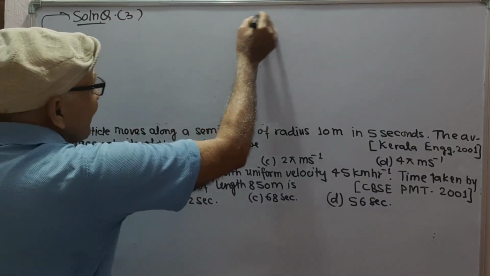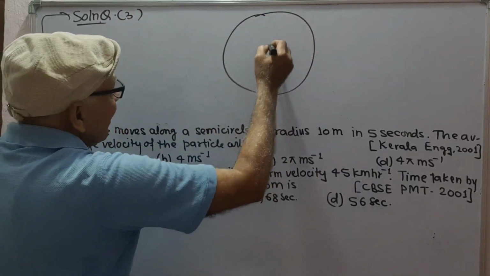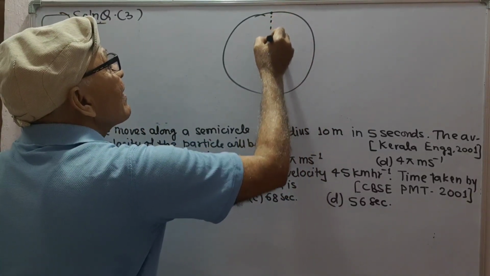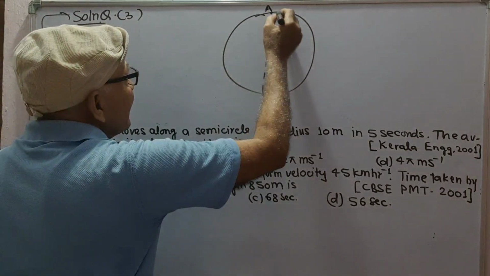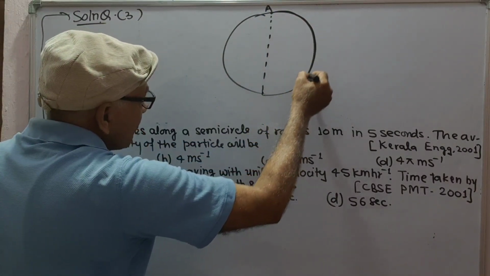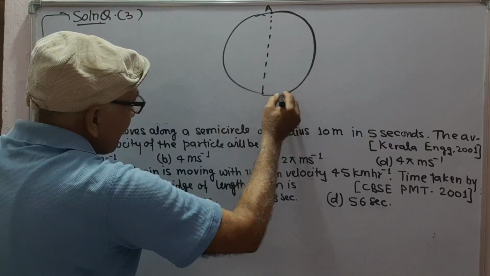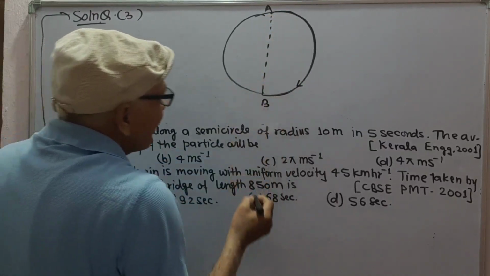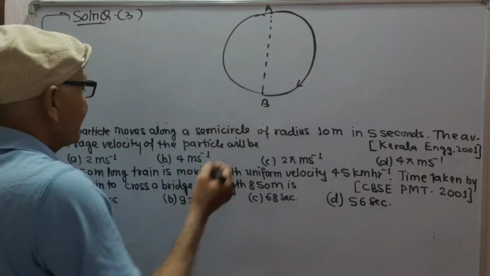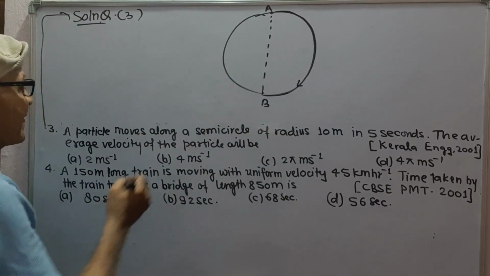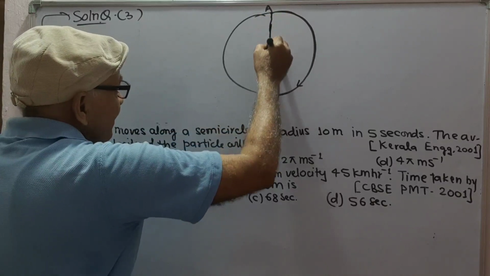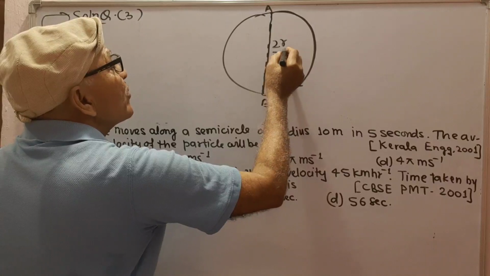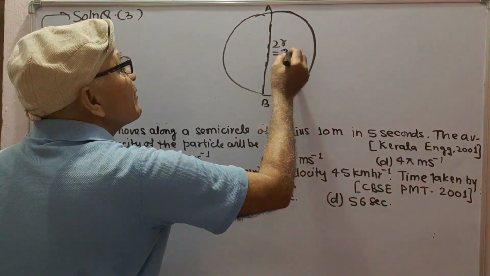Here suppose this is a circle of radius 10 meter. A particle moves from point A to point B. So we have to find the average velocity. This is 2r, which is equal to 2 into 10, that means 20 meter.